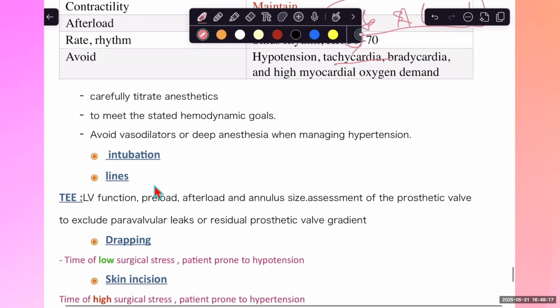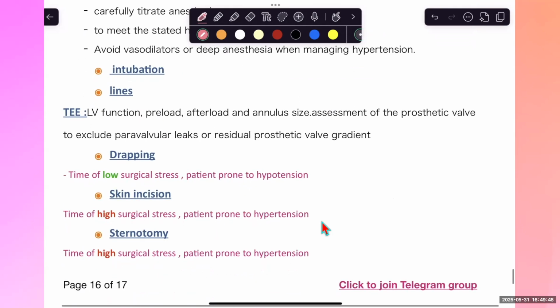Then intubate. If you did not put the lines before intubation, put them after intubation. Then 3D TEE, the temperature probe. TEE here is very important. It helps you with the function, the preload, the afterload. You can measure the annular size for the valve, and assess the prosthetic valve after they implant it to exclude paravalvular leak, residual valve gradient, or abnormal valve movement.